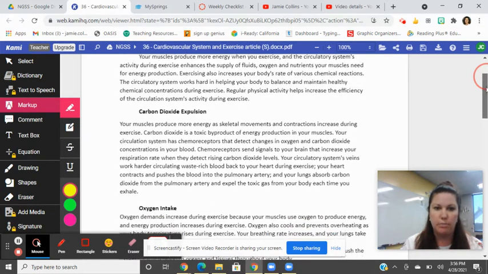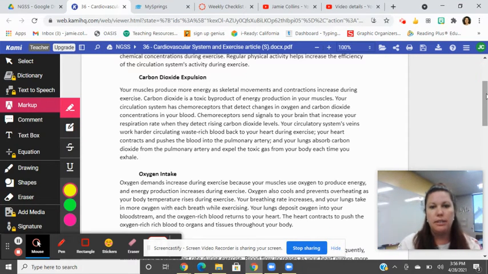So let's talk about the carbon dioxide expulsion. Your muscles produce more energy as skeletal movements and contractions increase during exercise. Carbon dioxide is a toxic byproduct of energy production in your muscles. Your circulatory system has chemoreceptors that detect changes in oxygen and carbon dioxide concentrations in your blood. Chemoreceptors send signals to your brain that increase your respiration rate when they detect rising carbon dioxide levels. Your circulatory system veins work harder circulating waste-rich blood back to your heart during exercise. Your heart contracts and pushes the blood into the pulmonary artery, which we learned yesterday, and your lungs absorb carbon dioxide from the pulmonary artery and expel the toxic gas from your body each time you exhale.